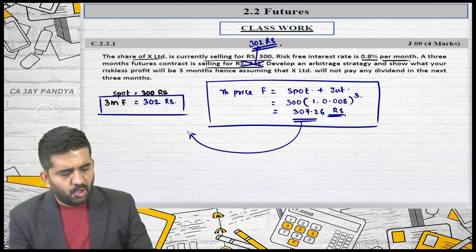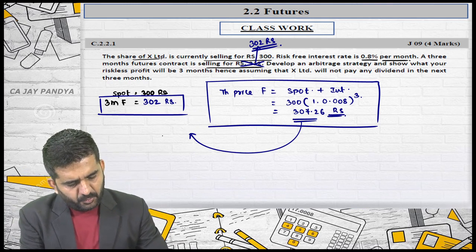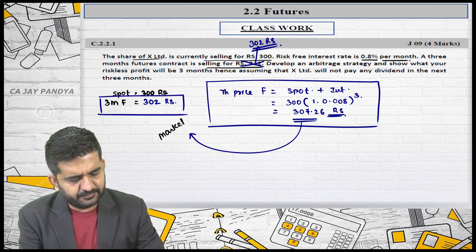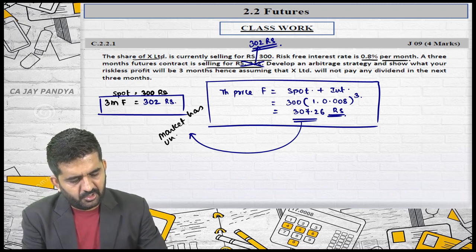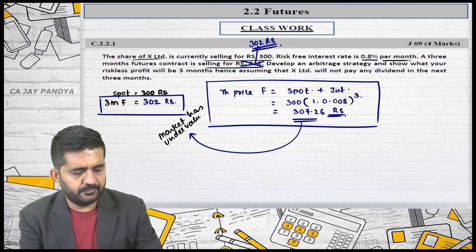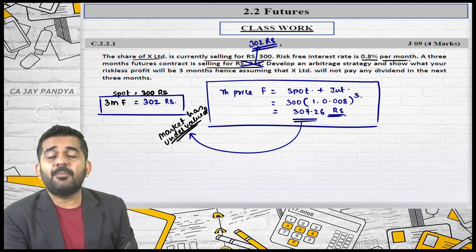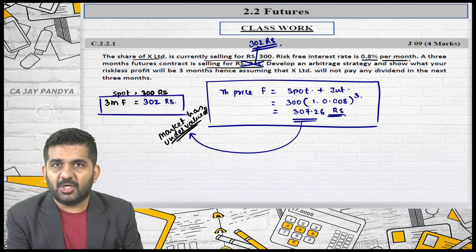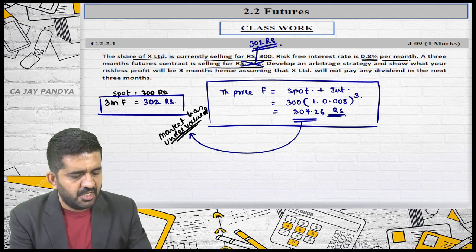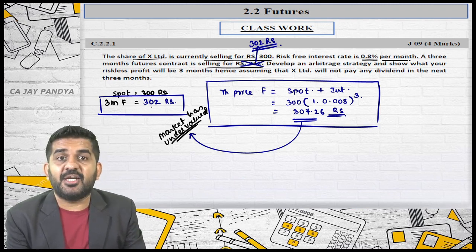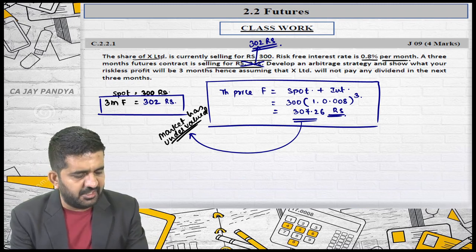So is the market now undervalued or overvalued? The market has undervalued. And believe me, this type of question is somewhat typical. So let me take this as a question. What is the future rate, the actual rate? 302. Instead of 312, I have converted it into 302.